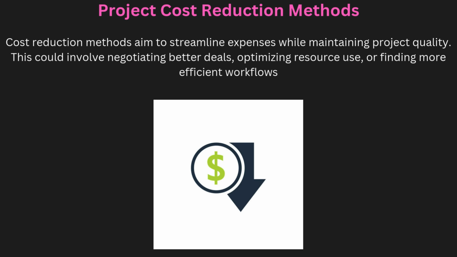Project cost reduction methods. Project cost reduction methods focus on identifying the ways to minimize the expenses without compromising the quality. Common strategies include optimizing the resource allocation, reducing waste, negotiating better rates with suppliers, and streamlining the processes. Managers may also look for technological solutions that automate the tasks and improve the efficiency. Value engineering is another approach where alternative methods are explored to achieve the same result at a lower cost.